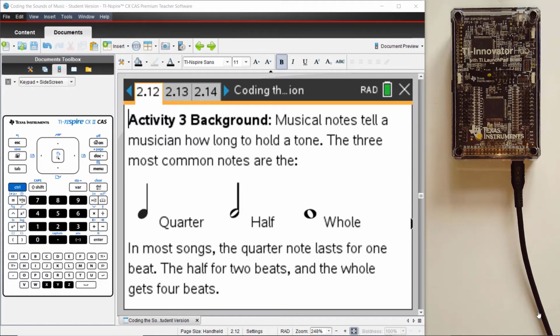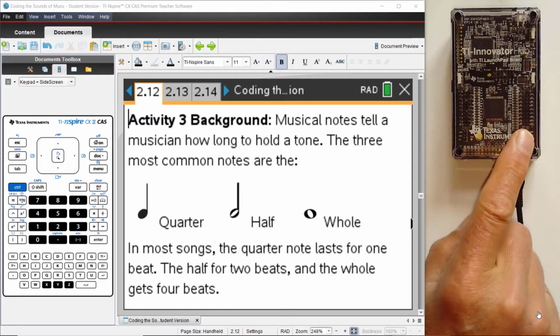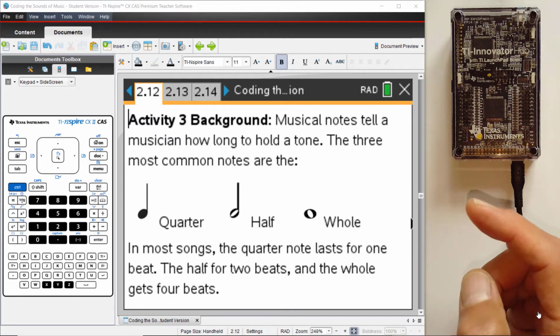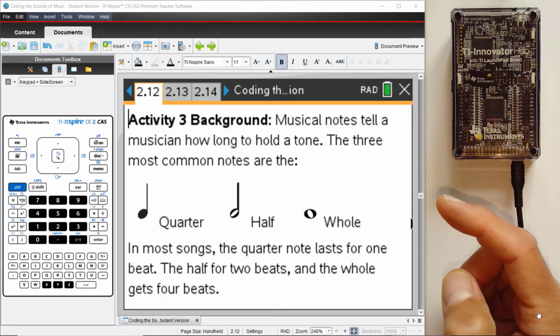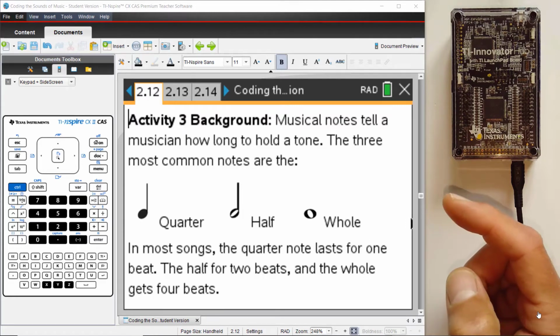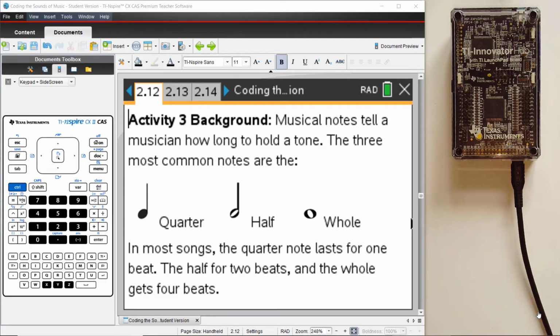At this time, get your TI Innovator Hub connected to your TI Nspire CX2 calculator and navigate your calculator using your ClickPad to page 2.12 where you'll find Activity 3 Background. Pause your video now and resume once you're there.